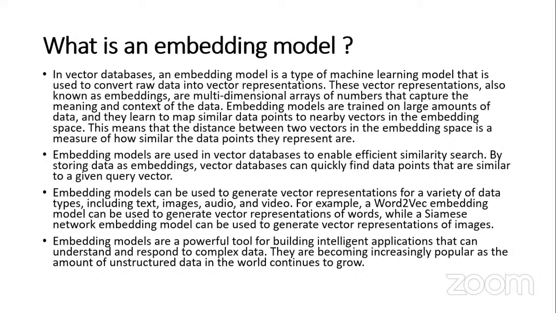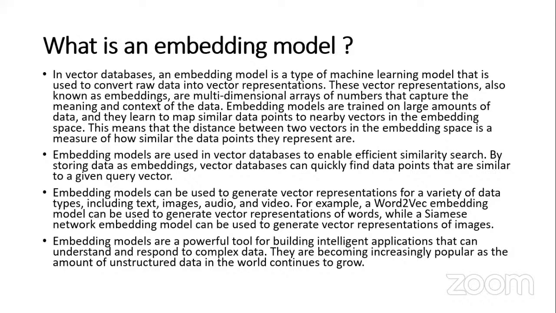What exactly is an embedding model? Within a vector database, an embedding model is a type of machine learning model, ML model, which will convert raw data into vector representations. These vector representations are also known as embeddings. They are basically multidimensional arrays of numbers which will capture the meaning and context of the data. Embedding models will be trained on large amounts of data. And this means that the distance between two vectors in the embedding space is a measure of how similar the data points they represent are.